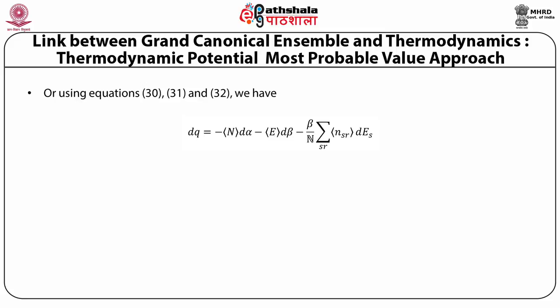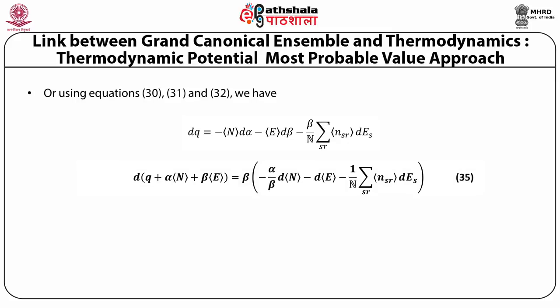Rearranging, we get dQ plus alpha times the mean value of the number of particles in the system plus beta times the mean value of the energy of the system is equal to beta times minus alpha upon beta multiplied by the differential of the mean value of the number of particles, minus the differential of the mean value of the energy, minus 1 upon n summation over SR NSR dES.